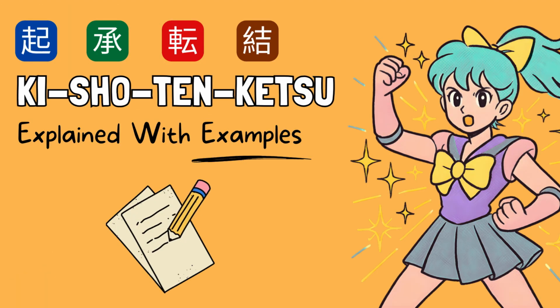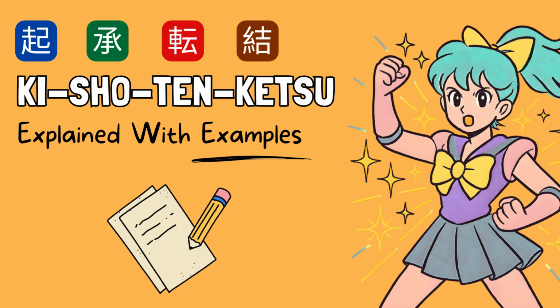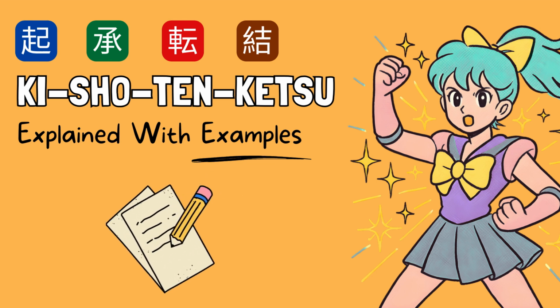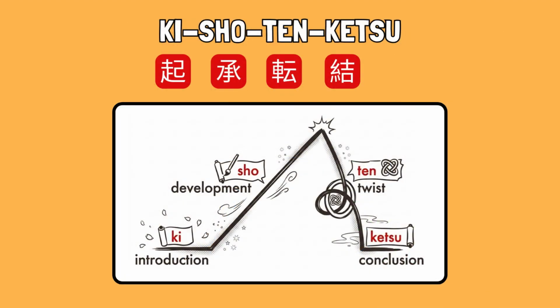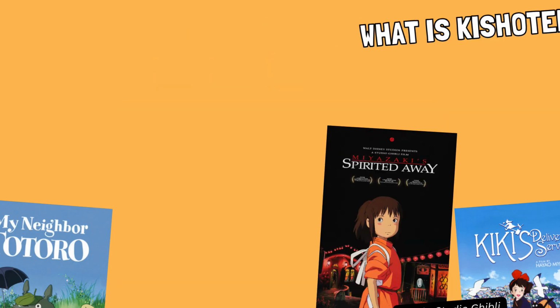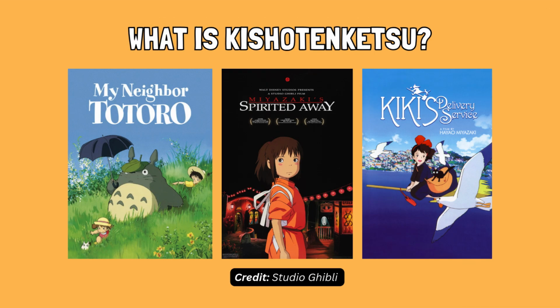Welcome back. Today, we're breaking down a storytelling structure that has no villain, no big fight, and no conflict, and yet it works beautifully. It's called Kishotenketsu, and by the end of this video, you'll know exactly how to use it. What is Kishotenketsu? If you've ever watched a Studio Ghibli film and thought, this feels cozy, but where's the bad guy? You've already experienced Kishotenketsu.